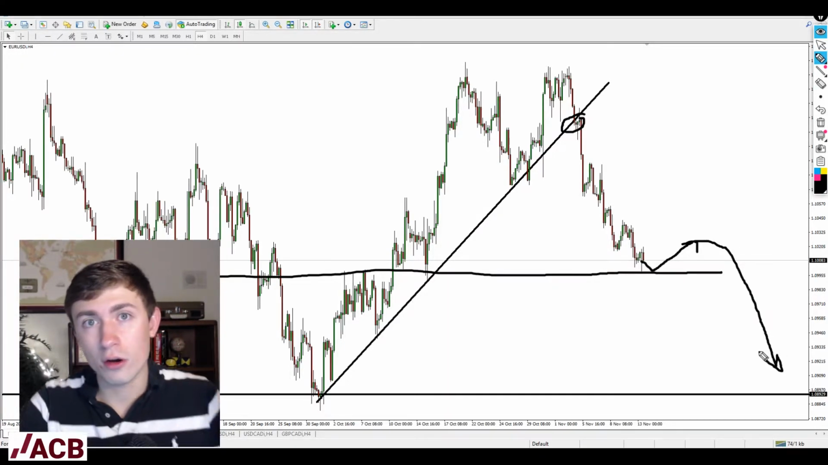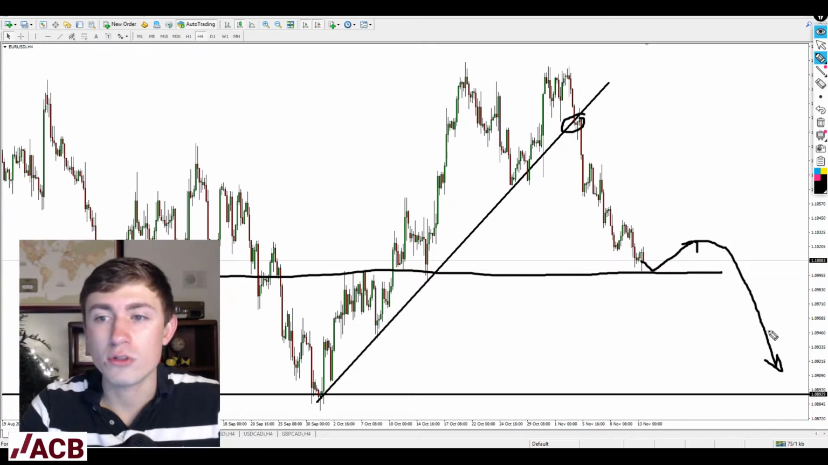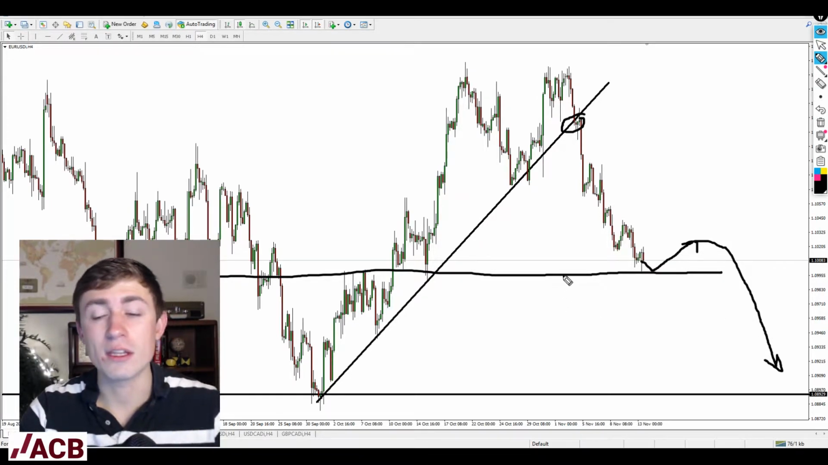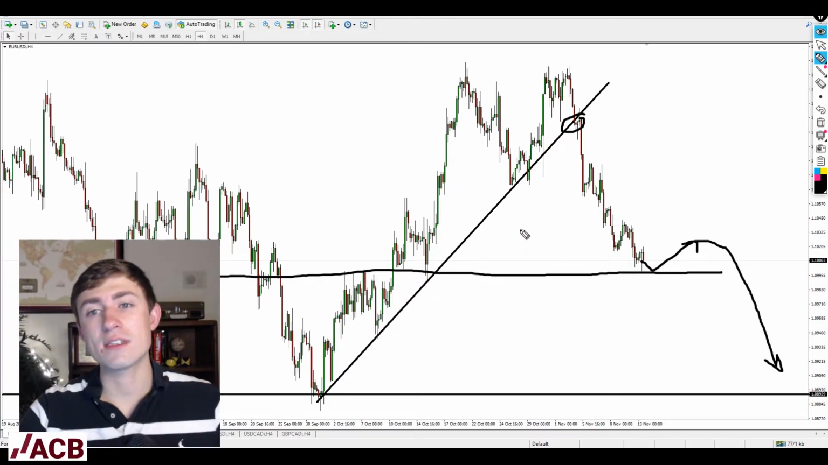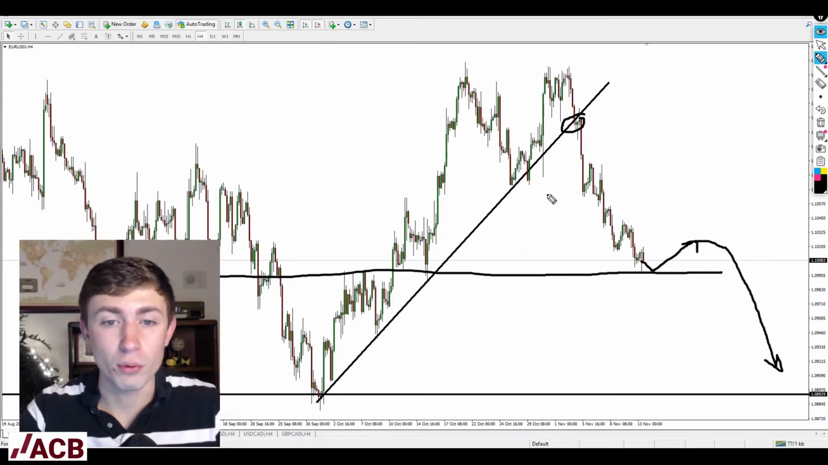Of course, I'd always make your own decisions about what you trade, but this is just my analysis telling me that, okay, the market has a pretty good chance of breaking through and continuing lower due to the fact that it's not really respecting a lot of these supportive zones.